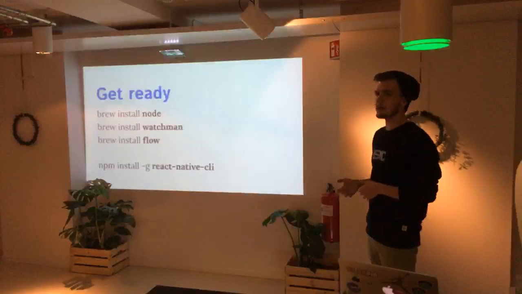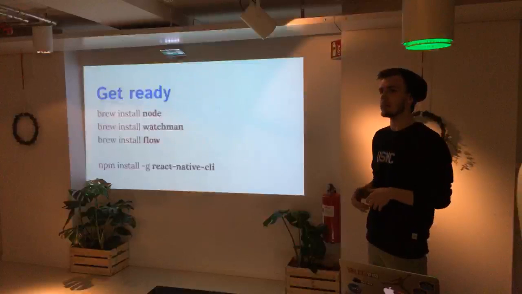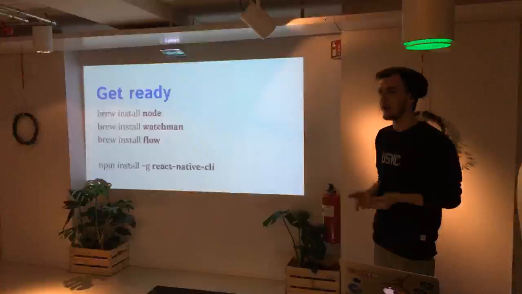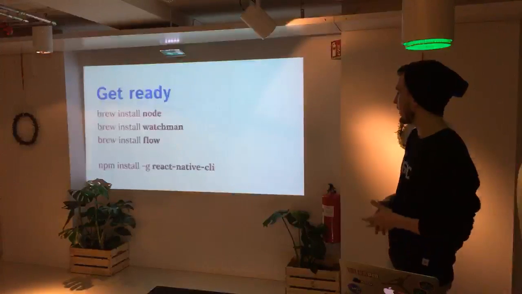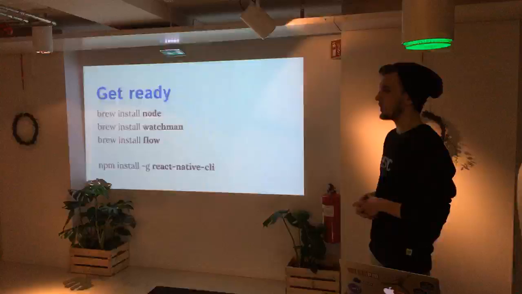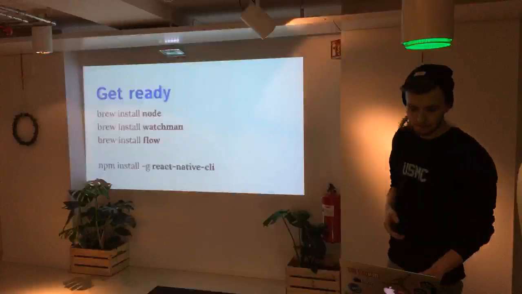Flow is a static type checking tool made by Facebook as well that allows you to write apps with static typing. It's checked during the runtime, so it helps you to find common bugs and type mismatches. It also has type inference, so you can get the benefits of static typing without actually annotating the objects and variables you got. So it's also worth checking out. And as a last thing and the most important one, you have to install React Native command line tools because we're going to use them later in order to do everything. So that's the most important thing to have in a project.